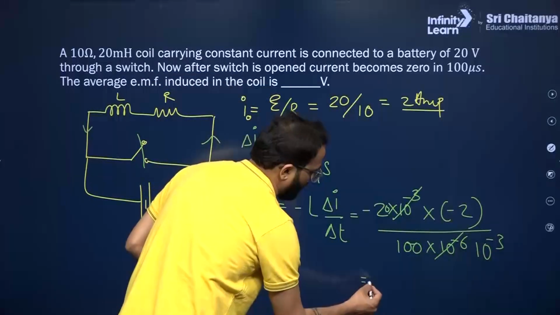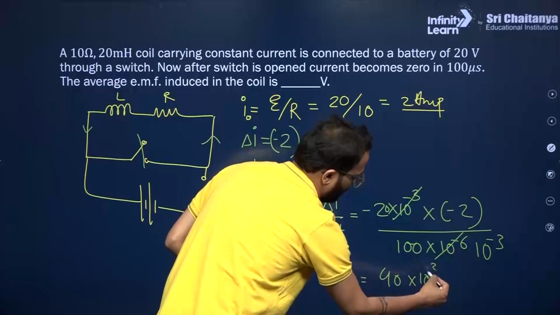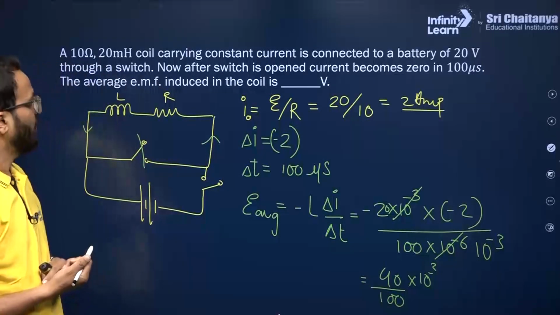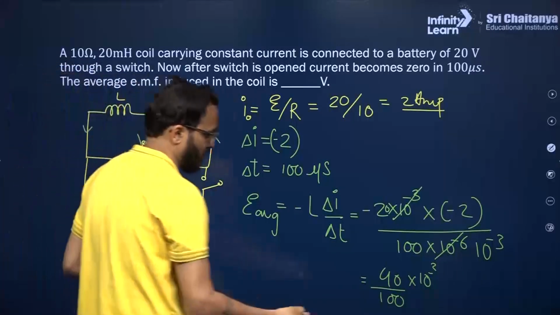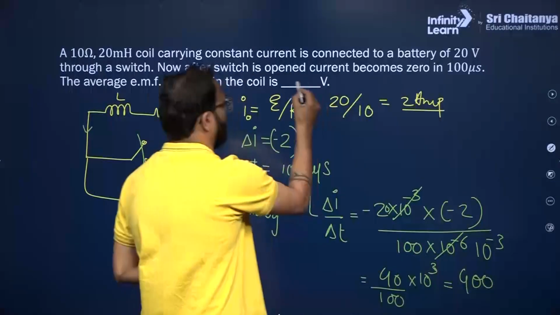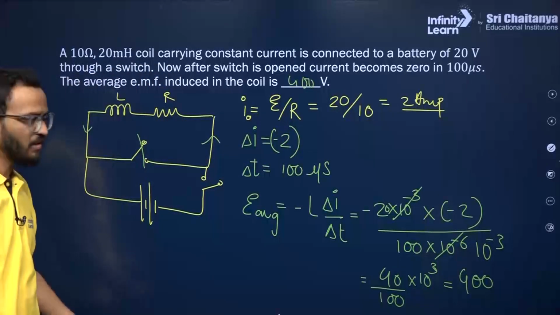So the answer will be 40 into 10 to the power 3 upon 100, so it will be 400 volts. The answer is coming out to be 400 volts. Clear everyone? Simple solution.